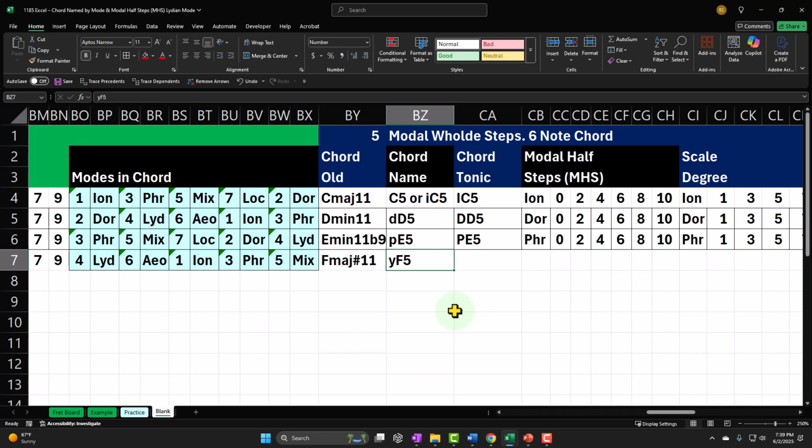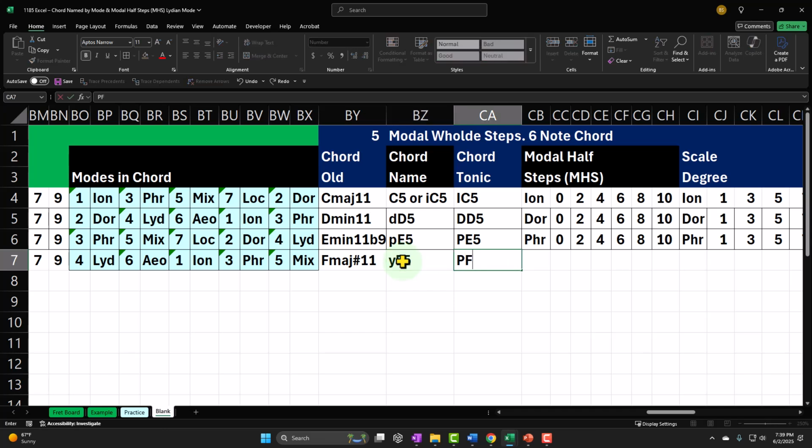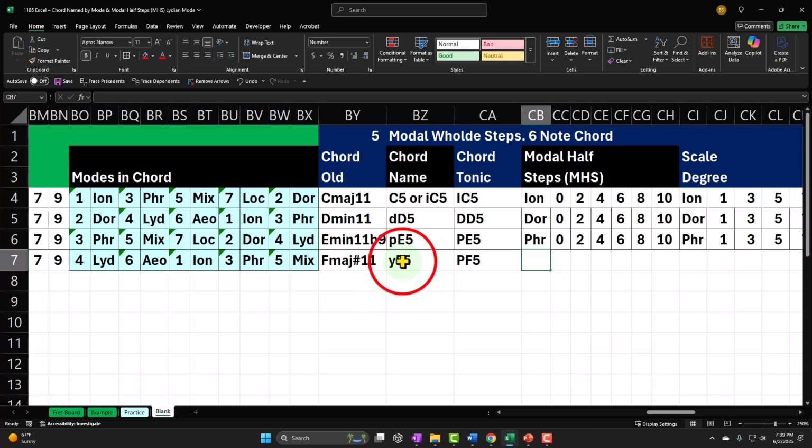So 6-note Lydian F, the root that we're on, plus 5 modal whole steps. And if it was the tonic, I can make it capital. And that would say that's the root of the song, is what I'm saying. See how that's, look at that versus that, that versus that, that versus that.